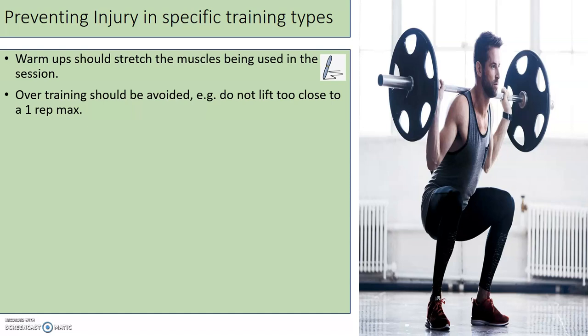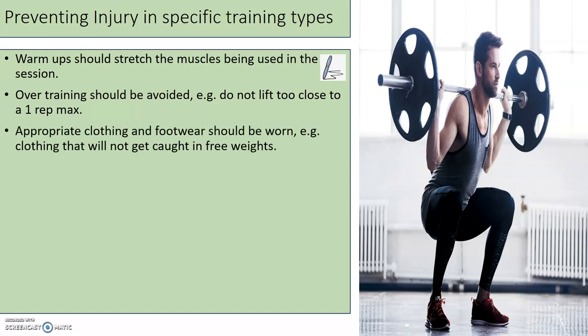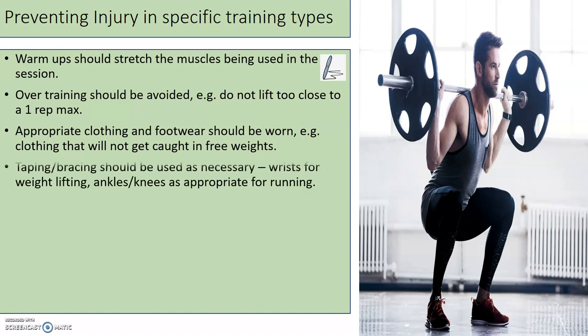Okay, I want to be lifting slightly lower than that, depending on how much I'm trying to train. If I'm trying to train muscular strength, if I'm trying to train muscular endurance, then it might be between 60 and 80% and so on. But we don't want to be too close to our 1 rep maximum. As well as that, obviously ensuring that we have the right equipment, we have the right footwear, and that our clothing doesn't maybe get caught in various weight machines and free weights and so on.